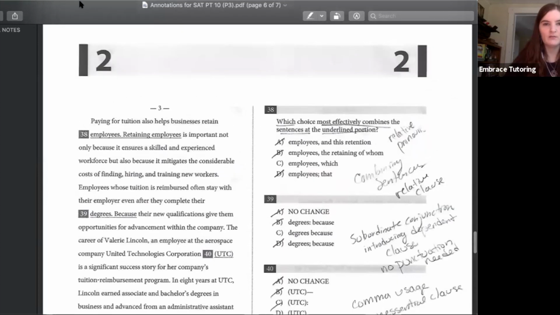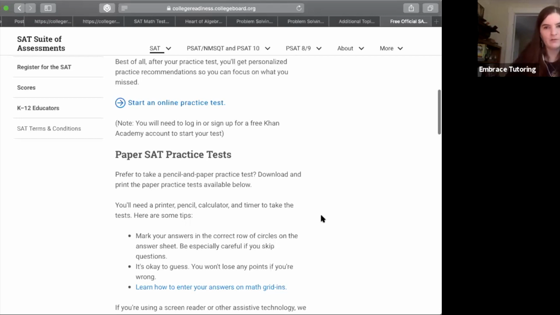Okay, then I'm going to open practice test 10 and look at some of the math for our last little bit. Everyone should also be familiarizing yourself with the College Board's website. If you haven't done that, you need to do that, because there's key information for you about the exam, about testing centers, things like that, that you want to be aware of.